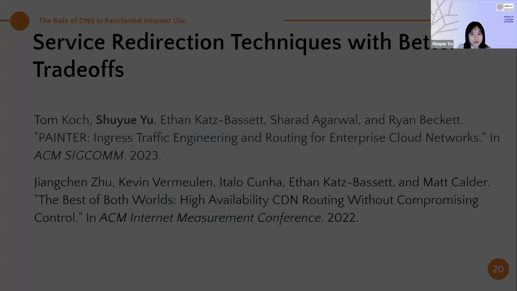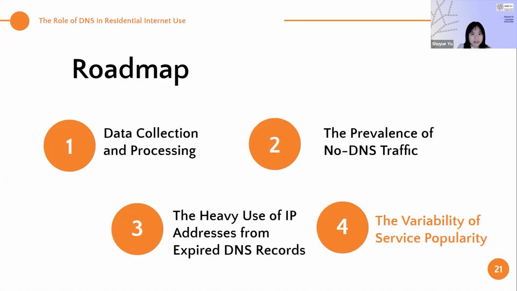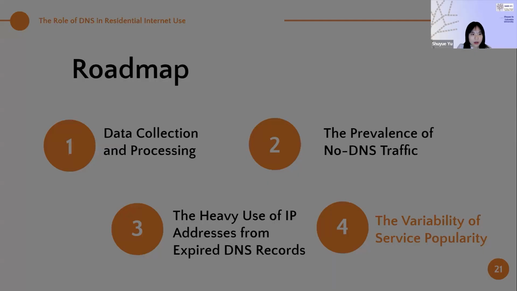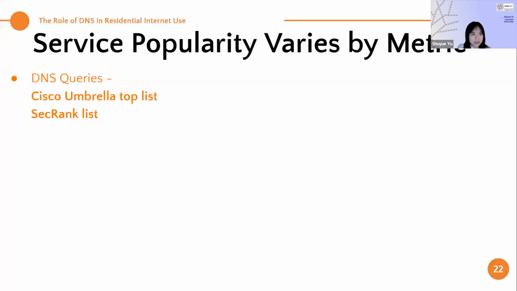In the last part of the talk, we will discuss the variability of service popularity when using different metrics. Researchers rely on lists of popular websites such as Cisco Umbrella Top List and SecRank List, which are based on passive DNS usage. To understand if service popularities vary by metrics, we include 3 additional metrics.